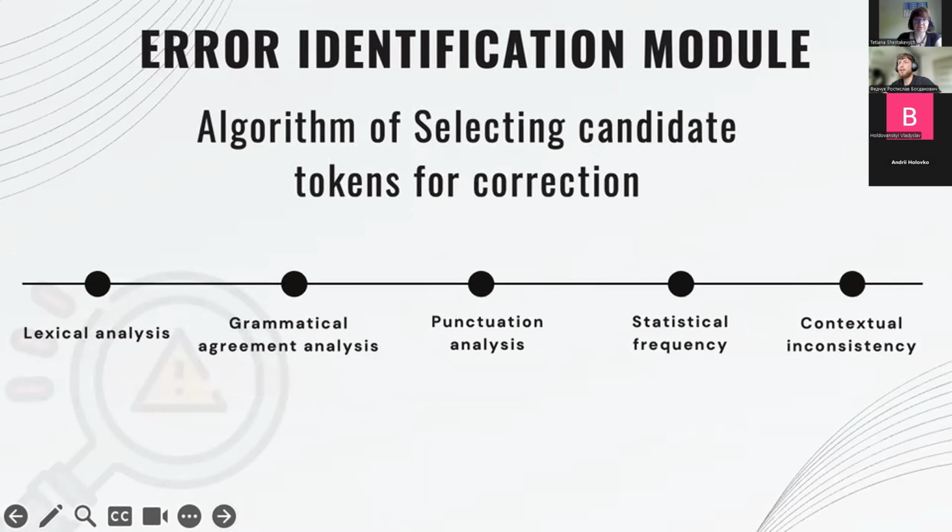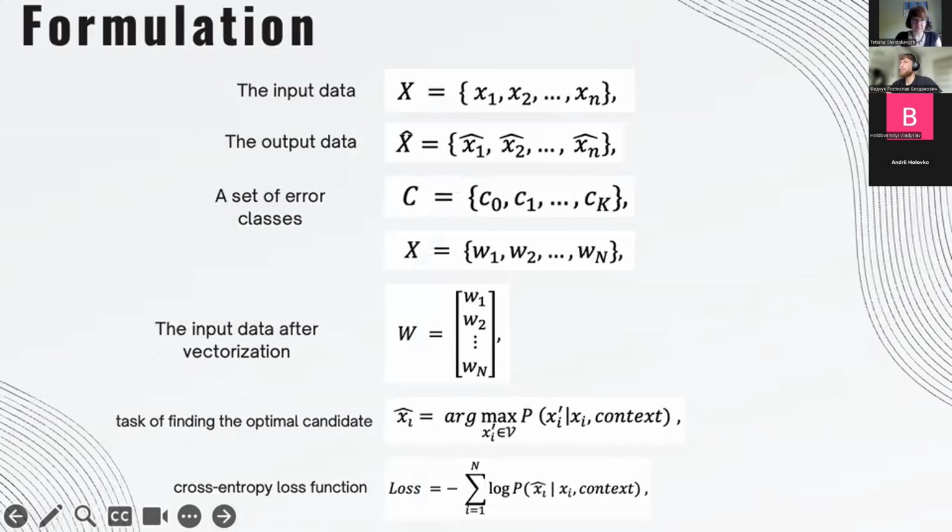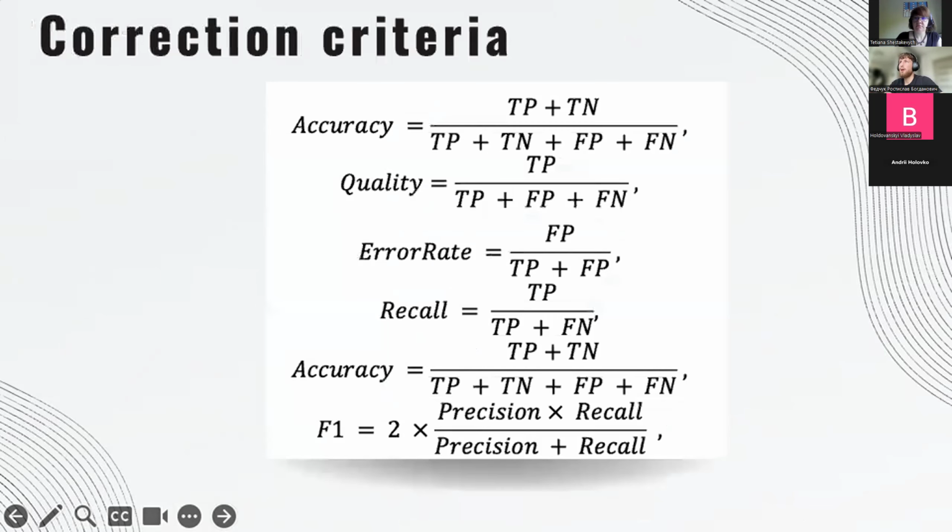On this slide, you can see the algorithm for selecting candidates. We need to do lexical analysis, grammatical agreement analysis, punctuation analysis, statistical frequency, and contextual inconsistency. Also, a lot of formulas were created and used during this research. You can see the formulas for the input data, output data, the set of error classes, the task of finding the optimal candidates, the cross entropy, and so on. For the correction criteria, we use accuracy, precision, error rate, recall, and F1 score.